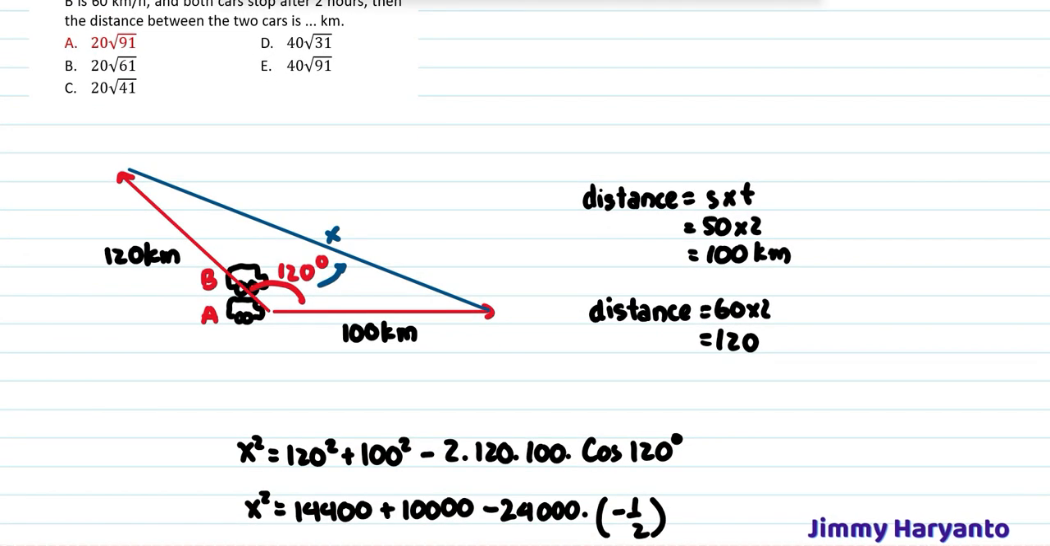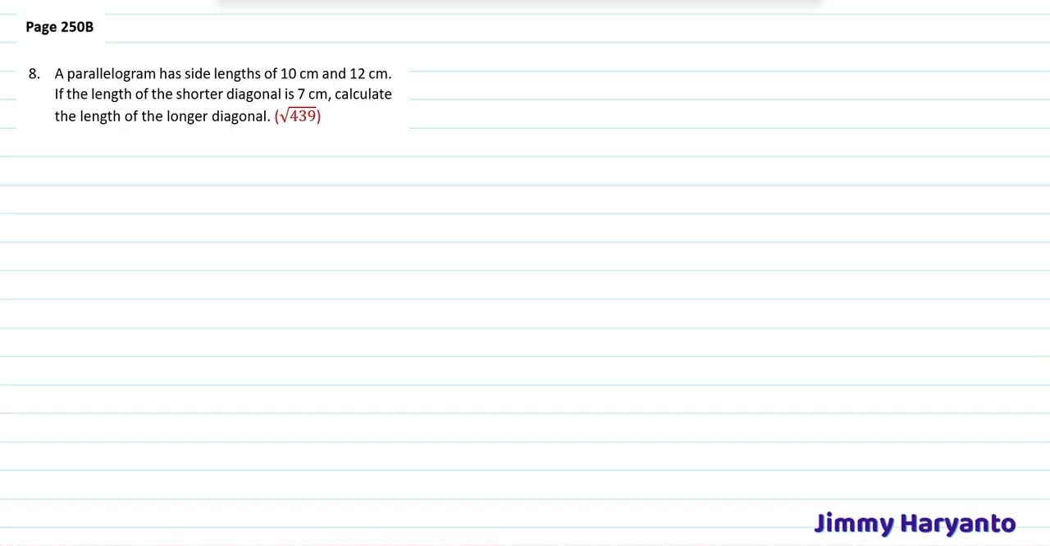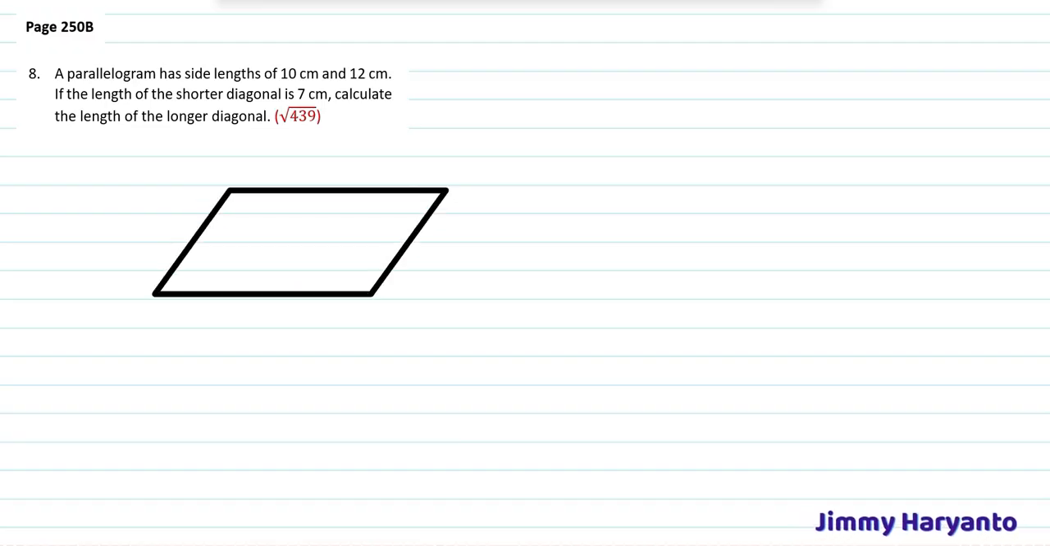There you go. And then next is page 250b. A parallelogram has sides of 10 and 12. The length of the shorter diagonal is 7. Calculate the length of the longer diagonal. Okay, let's create the parallelogram first. Okay, let's say it's like that. And then shorter diagonal means this one. Shorter diagonal is 7, this one is 10, this one is 12.